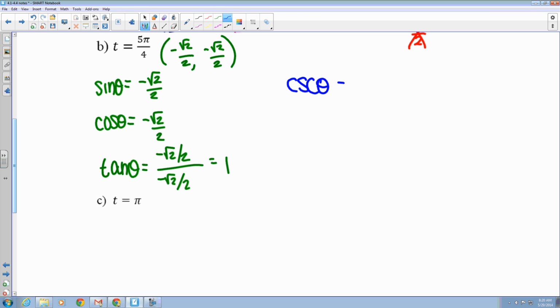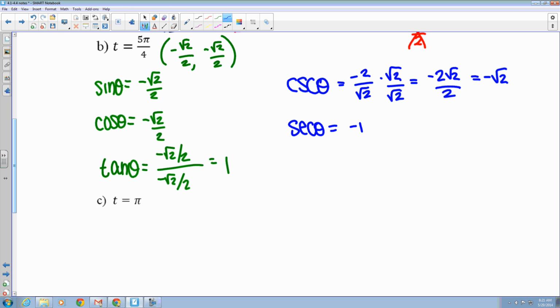So my reciprocal functions, cosecant, I would flip it over. I can't leave it like that, so I have to multiply by the square root of 2 over the square root of 2. And this would end up being negative 2 square root of 2 over 2. 2's cancel. Just get negative square root of 2. Secant, I don't need to go through all that work again because the cosine was the same. So it's negative square root of 2. And cotangent is also 1.